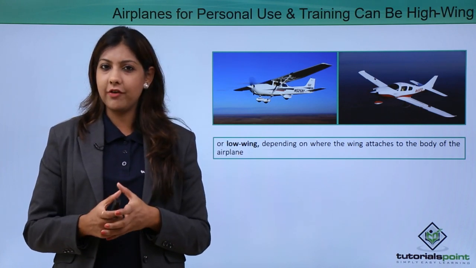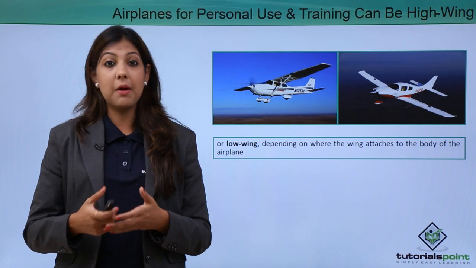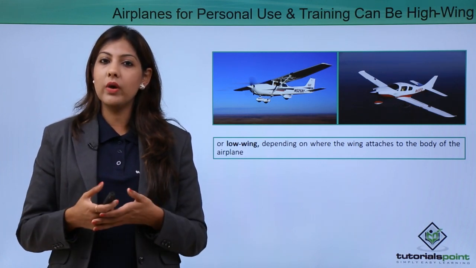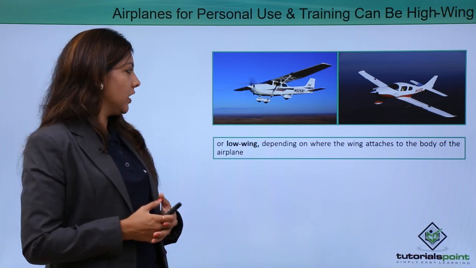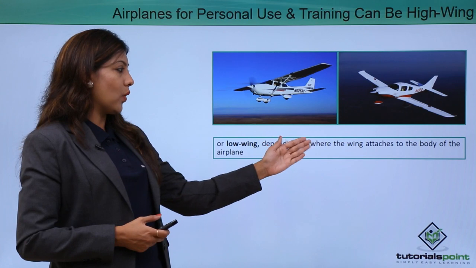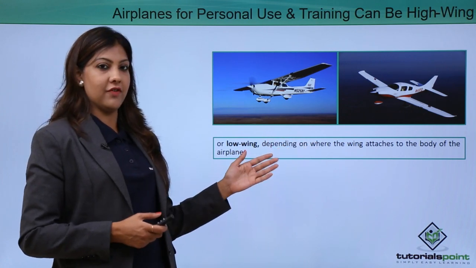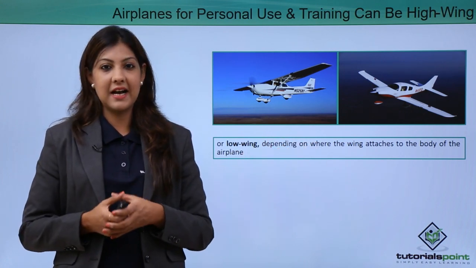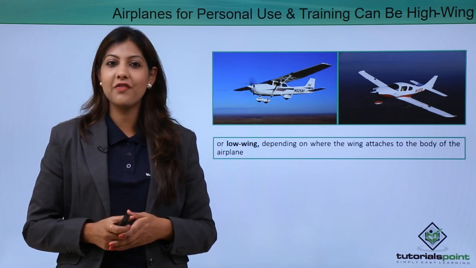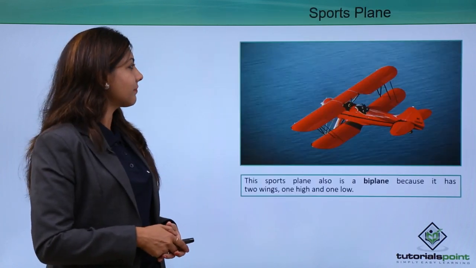Now, some of the aircrafts have a high wing, which is above, and a low wing, which is on a lower platform. So it can be a high wing or a low wing depending on where the wing is attached to the body of the airplane. If it is attached towards the higher side, it is a high wing airplane. If it is attached towards the lower part of the fuselage of the aircraft, it is a low wing airplane.